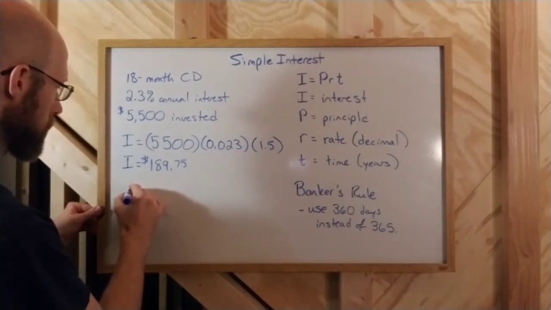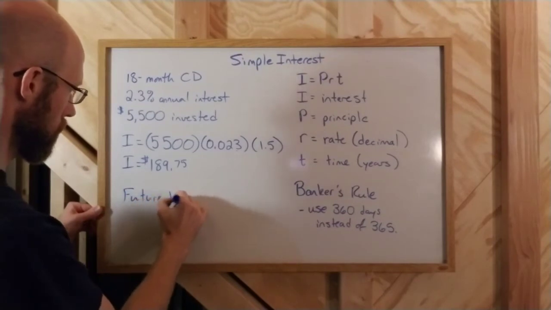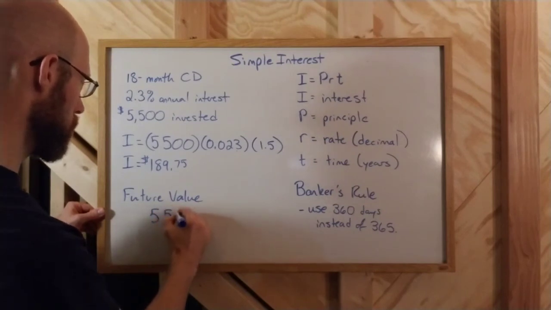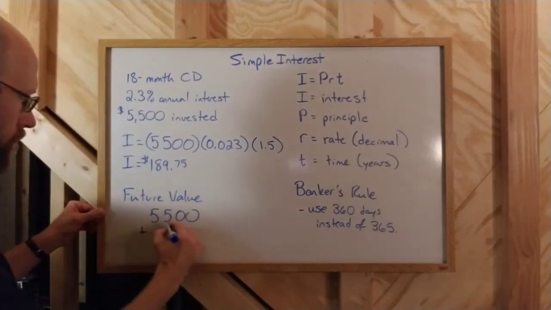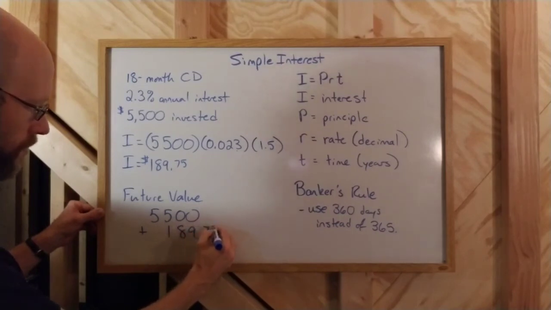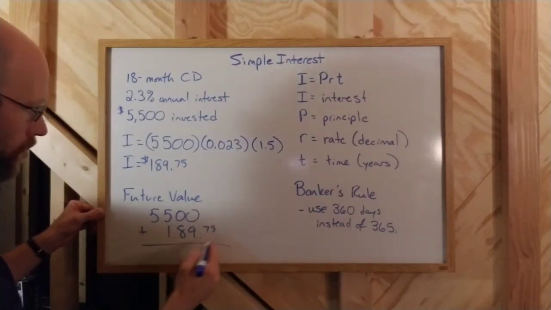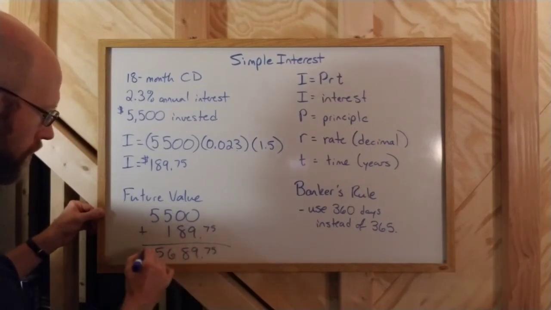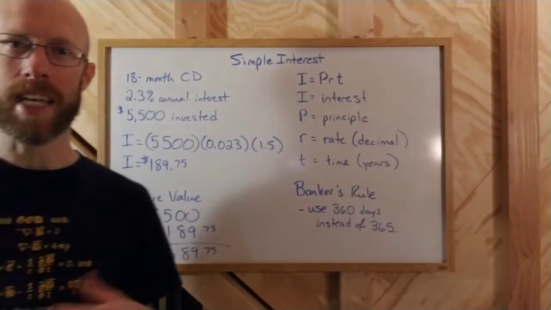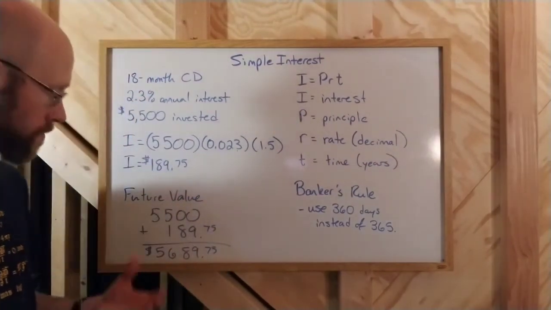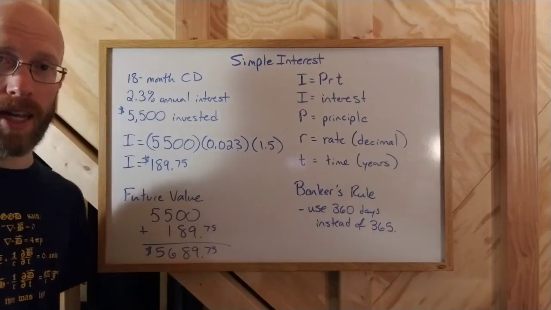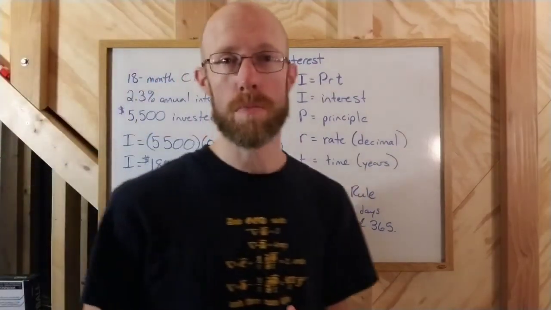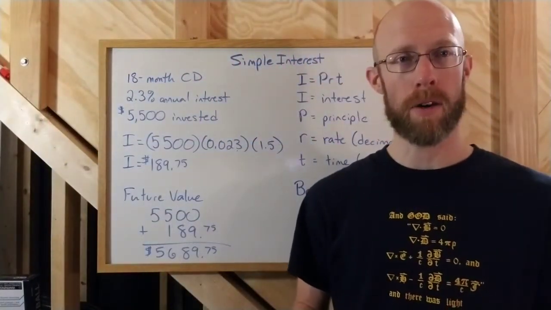And so you basically take the future value would be the original 5,500 plus the additional 189.75, and then they would be giving you 5,689.75. So you basically have to add the interest back in to the principal to get the final or future value of that account after the 18-month period. Okay, so adding the interest back in on top of the principal gives you that amount.